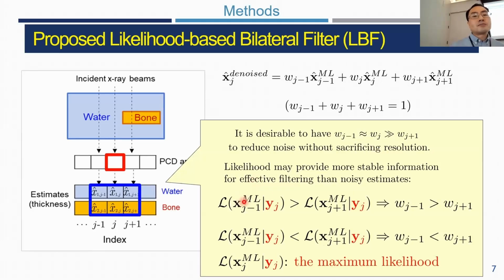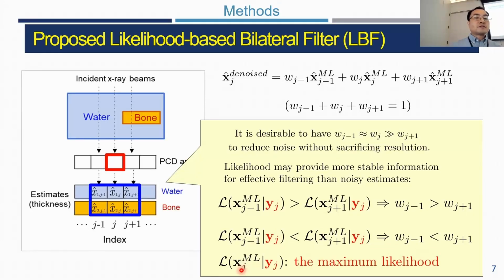So for example, if the likelihood for J-1 is larger than for J+1, this indicates that, okay, X_J-1 ML is more involved in obtaining the measurement for the central one. That's the interpretation of this probability inequality. So in this case, we give a large weight for J-1 and a smaller one for J+1, and vice versa.